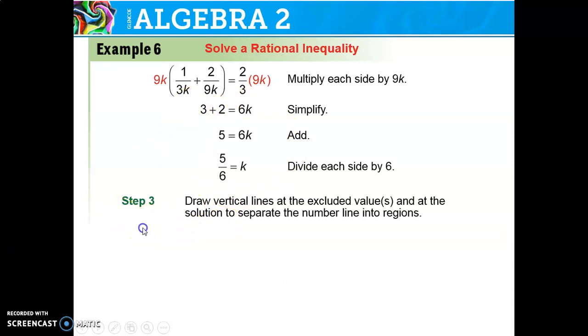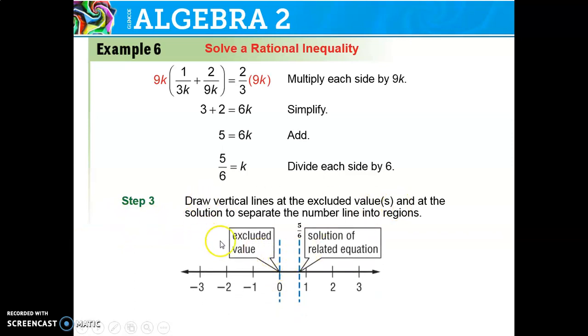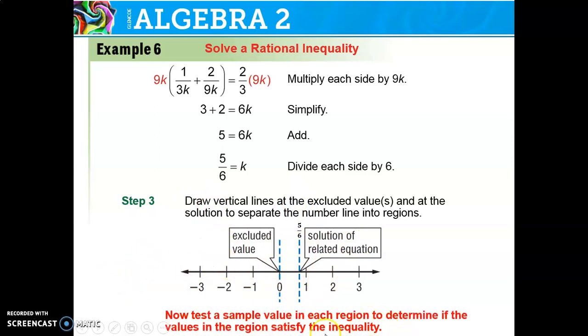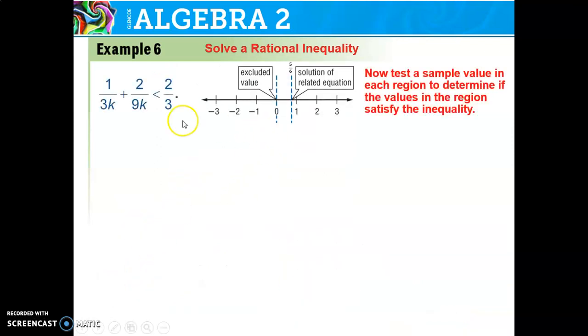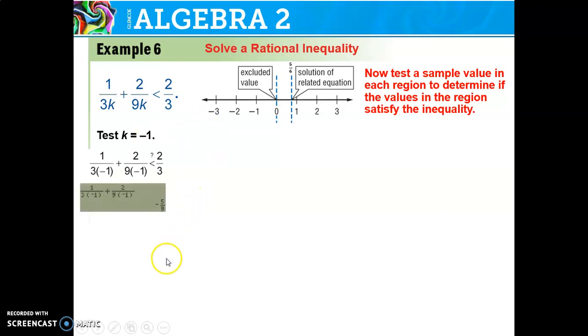So we're going to draw vertical lines at the excluded values and at the solution to separate it into intervals. So 0 is an excluded value and 5 over 6 is a solution, creating 3 intervals. That's where the sign changes can happen. Now, we're going to test a sample value in each region to determine if the values satisfy the inequality. So let's pick something less than 0, -1. If we do k equals -1, and we test it in there, do we get a true or a false statement? Is -5/9 less than 2/3? Yes, that is true. So k less than 0, this interval is a solution.